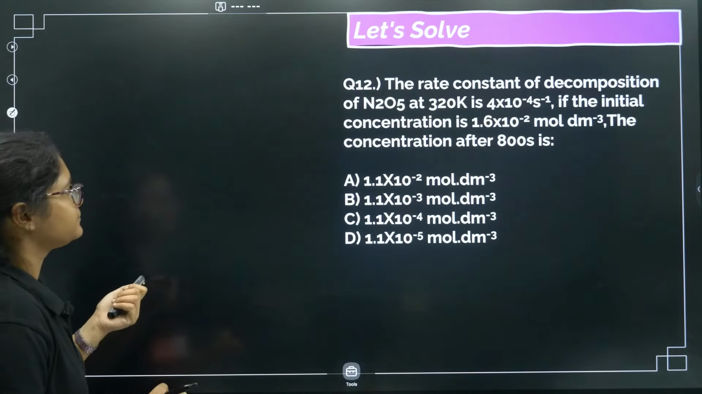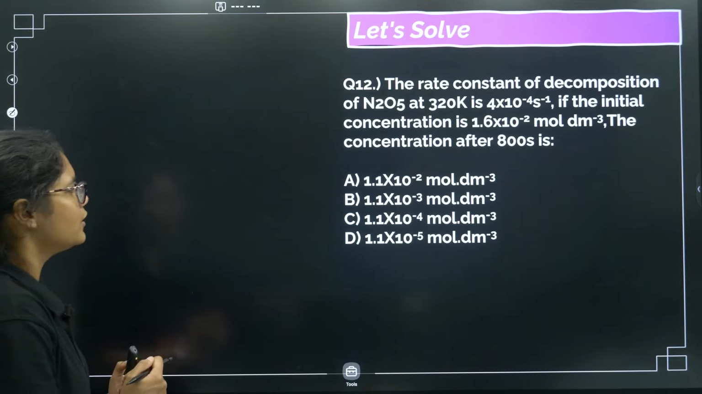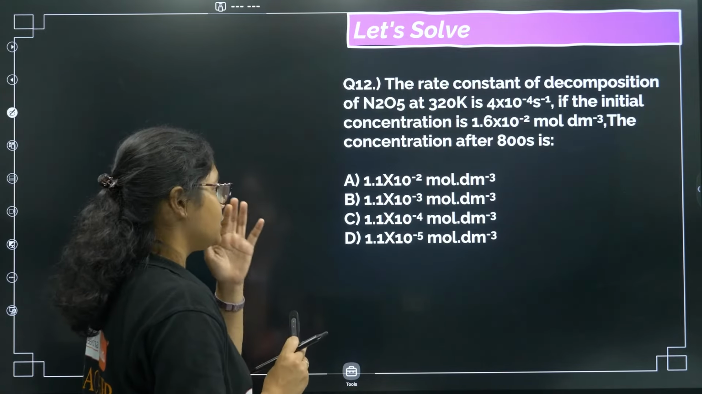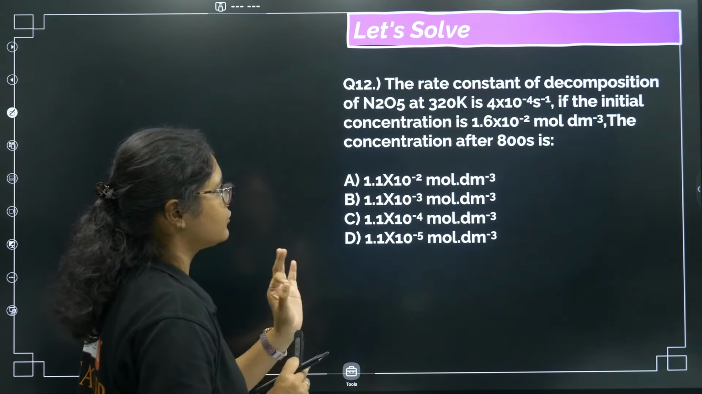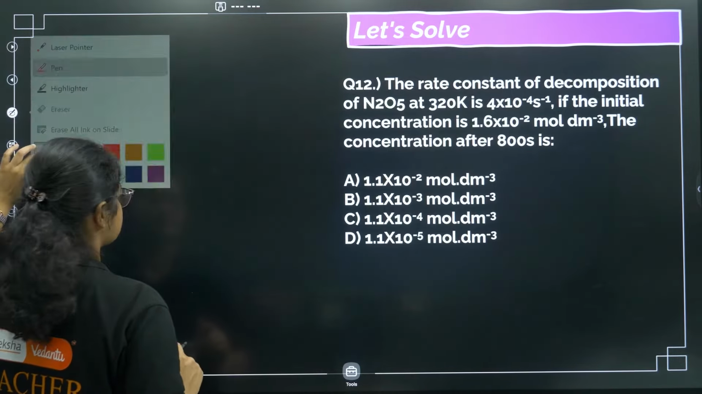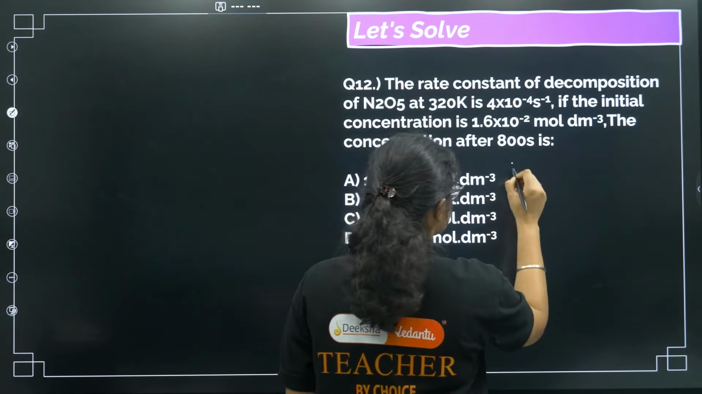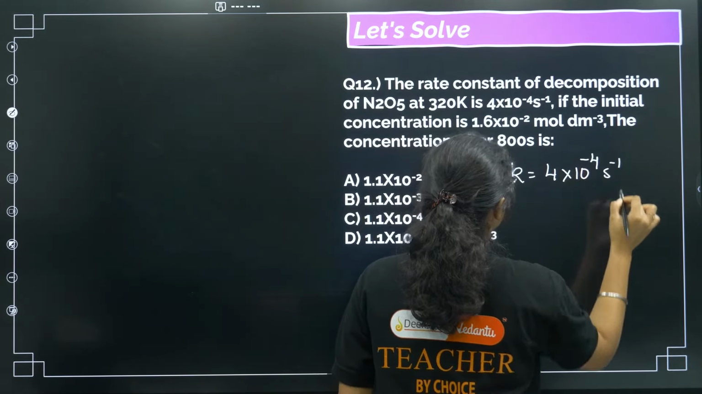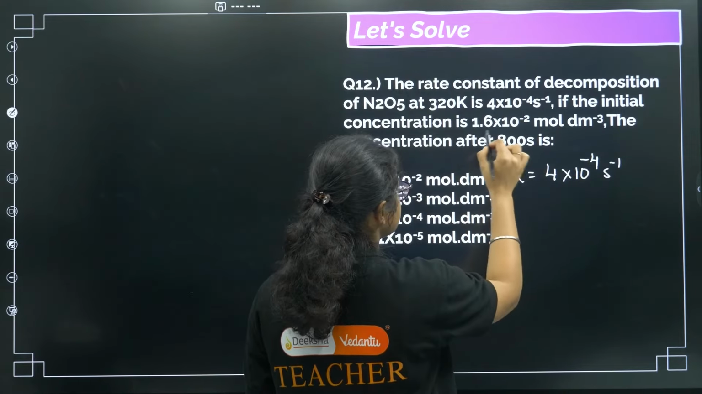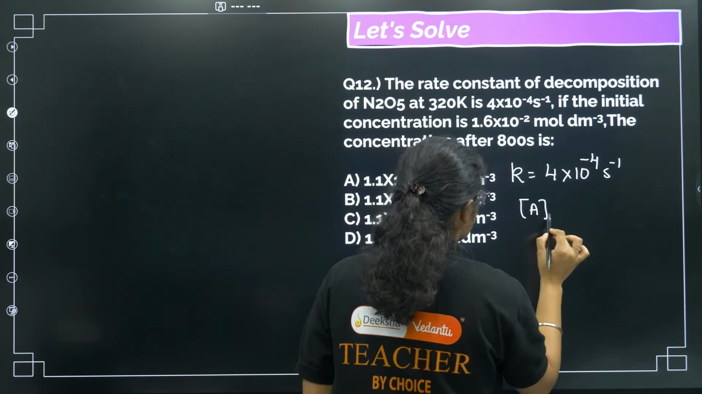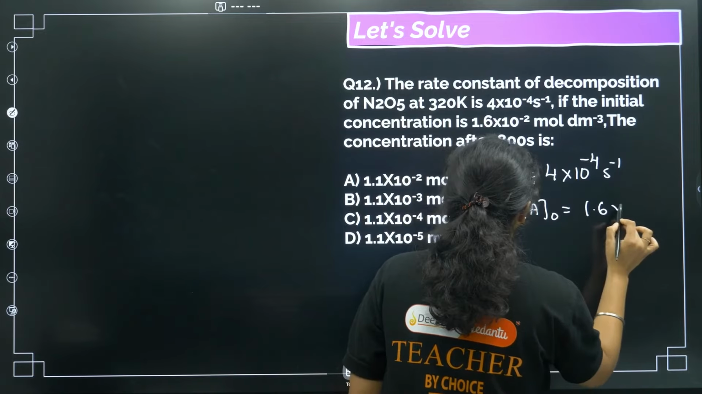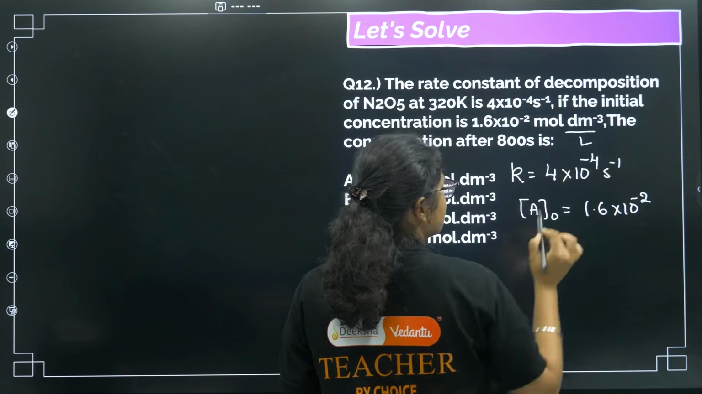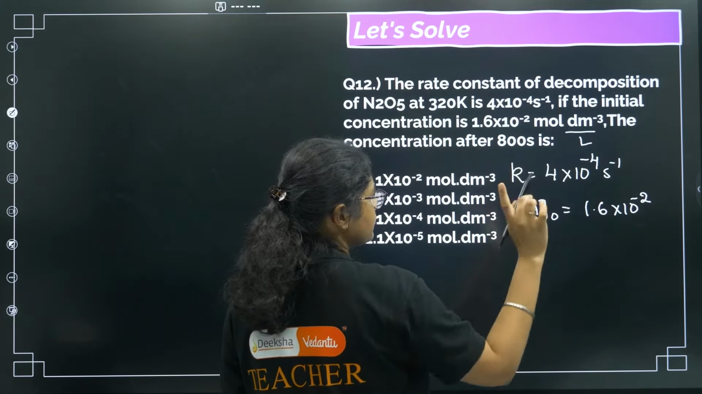Okay, fine. Let us do a question now. The rate constant of decomposition of N2O5 at 320 Kelvin is 4 into 10 to the power of minus 4 second inverse. So let us write down the values. Rate constant k is given to you, 4 into 10 to the power of minus 4 second inverse. The initial concentration is given, so that means A0 value is 1.6 into 10 to the power of minus 2 moles per decimeter cube, which means moles per liter. That is concentration, as 1 decimeter cube is 1 liter.